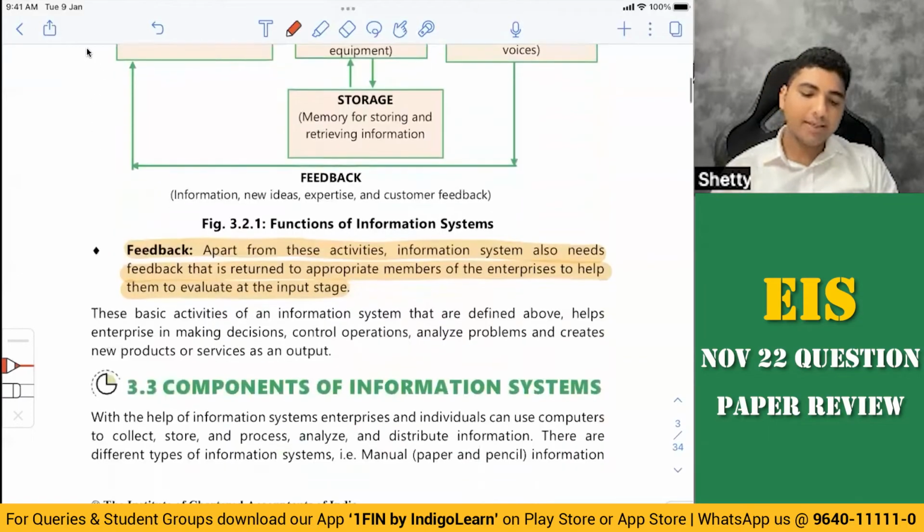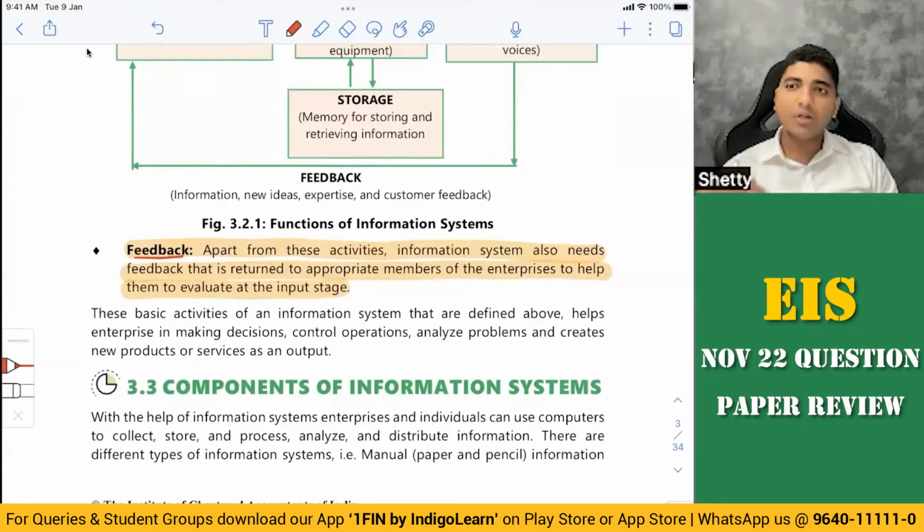Okay. And finally, the feedback. Now, apart from these activities, information system also needs feedback that is written to appropriate members of the enterprise to help them to evaluate at the input stage. Now, once the balance sheet is generated, there you get to know that you have one particular column, something called as closing stock, or what we call it as inventory. Now in inventory, you have a value, let us say 50 lakh rupees, but you don't know the quantity, how many kgs of item you have or how many pieces of item you have.